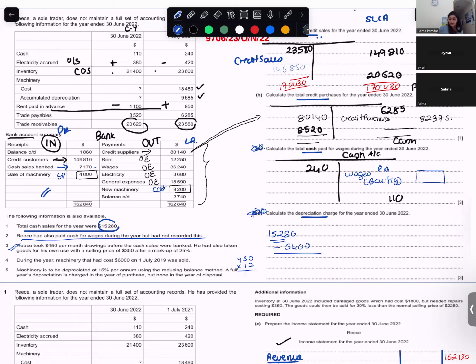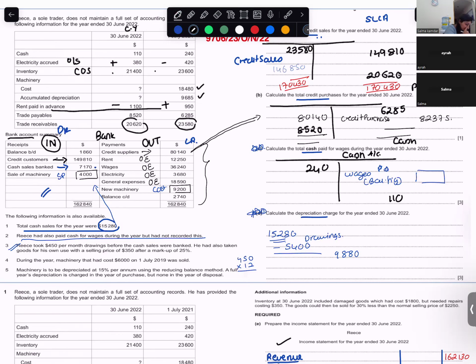So what should go into the bank? 5,400 will go as drawings on the credit side. Drawings of what? Sorry, drawings. So that means whatever cash sales you have, which side will you write? On the debit side. But cash sales were banked, right? Oh, cash sales are banked. So you'll put it on the credit side. 7,170 on the credit side.